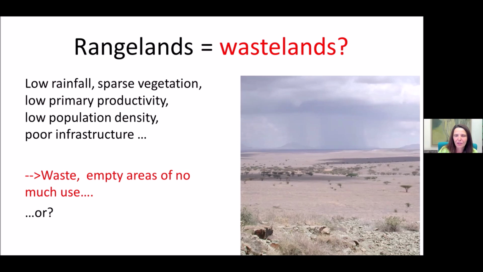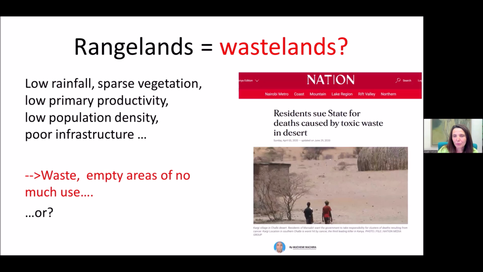in the area. So with these characteristics, policymakers or also other external actors might have the impression that these are just vast empty areas of no much use, hence in other words, wastelands. So following this narrative, decision makers have in various rangeland areas decided to dump civilization's waste into those areas. And unfortunately, this has also happened in Marsabit County, where they dumped toxic waste in one location.